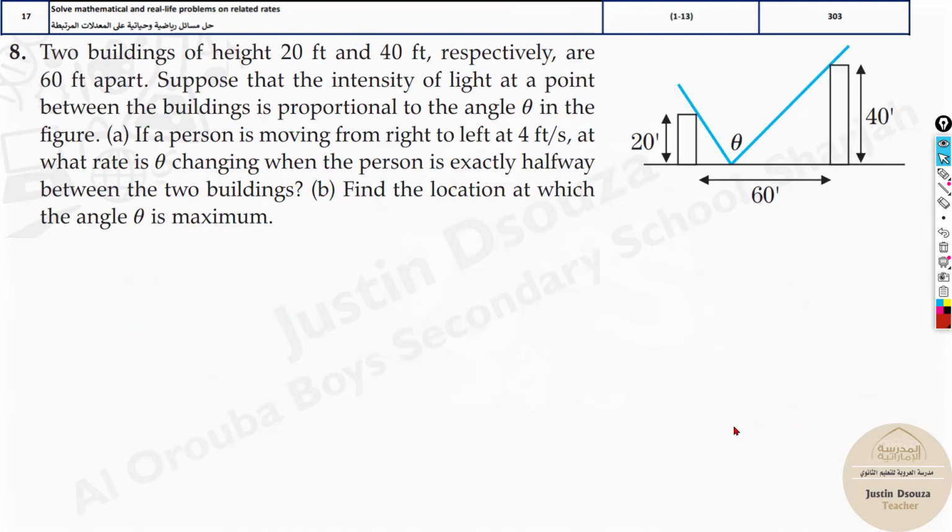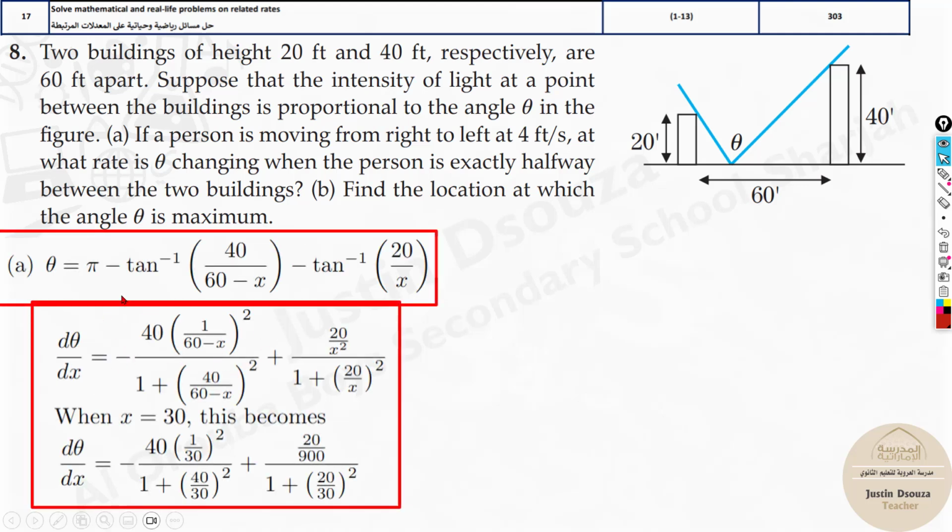We moved to question 8, which is another important question. I did this in my class, and one of my students, Abdullah Hussain, he solved this properly. I mean, the derivation is tricky, with the tan inverse. So he did it all correct. So I was really impressed by him.